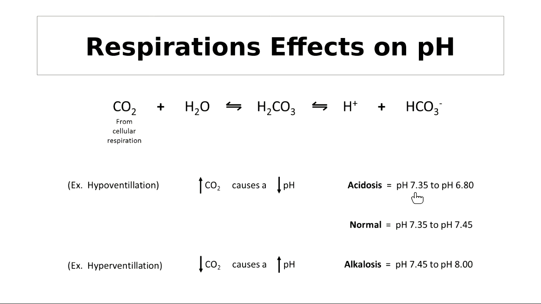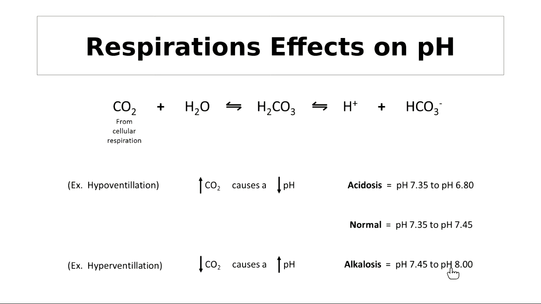If it's a pH of 7.35 to 6.8, that's called acidosis. I've told you before the normal pH range is 7.35 to 7.45. Less than 7.35 is toward the acid range. 7.35 to 6.8, that's acidic, and it's called acidosis. If you're breathing too fast, like blowing up a lot of balloons really quickly, your carbon dioxide levels are going to be low because you're breathing real fast and you're getting rid of too much carbon dioxide. When that happens, your pH rises. It goes above 7.45. So alkalosis is 7.45 to 8.